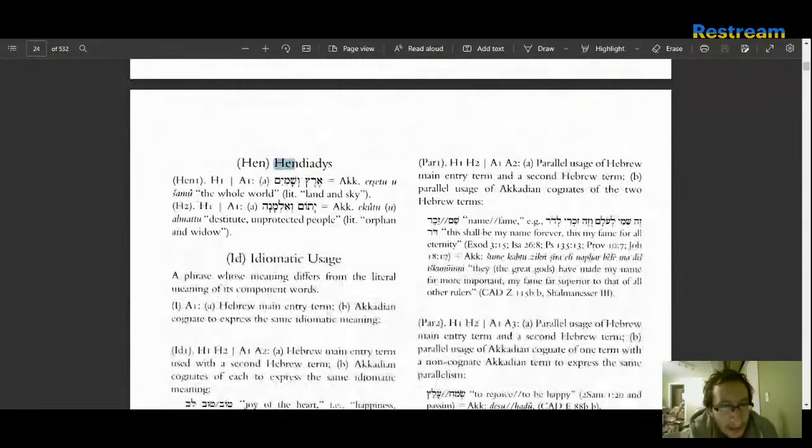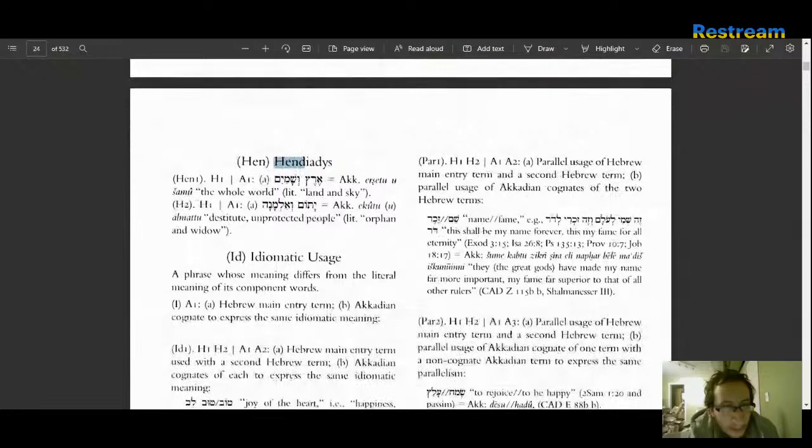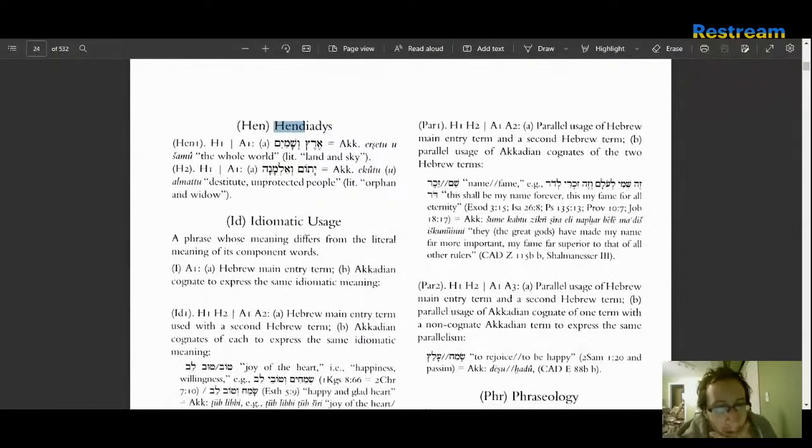Okay, this is hendiadys. So aretz. In Hebrew, it's aretz for earth and wa shemayim, and that's earth and heaven or sky. In Akkadian, you have the same thing. It's Aratzet u Shama, the whole world, land and sky.